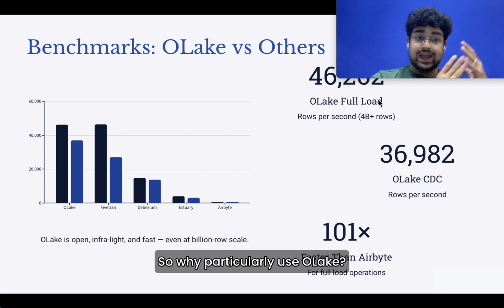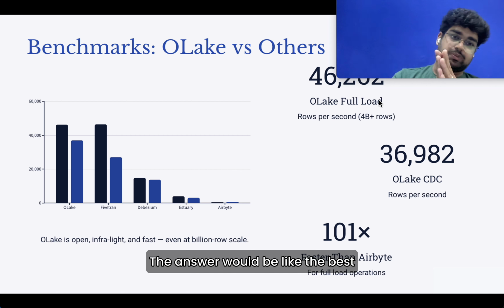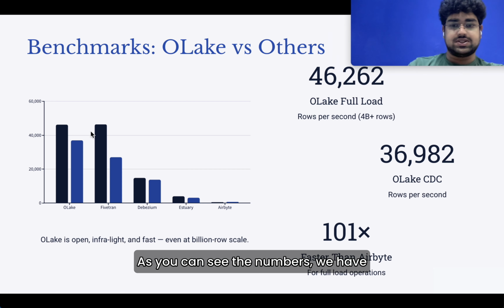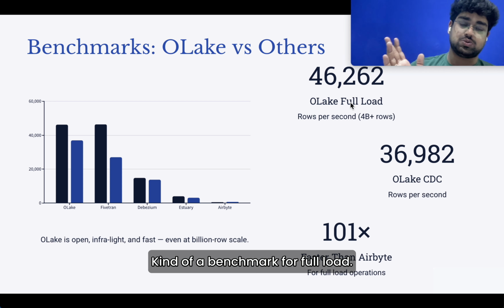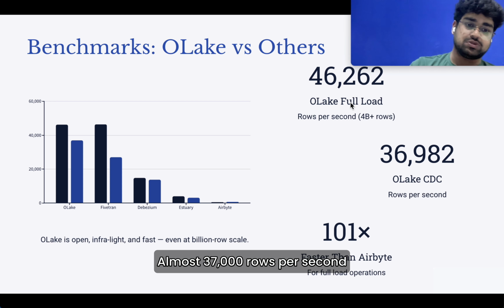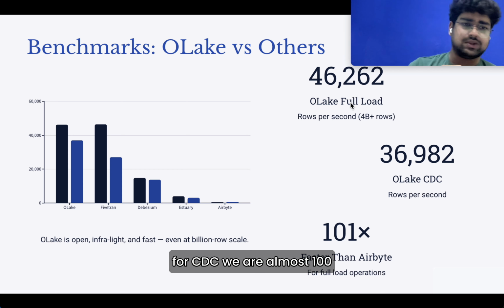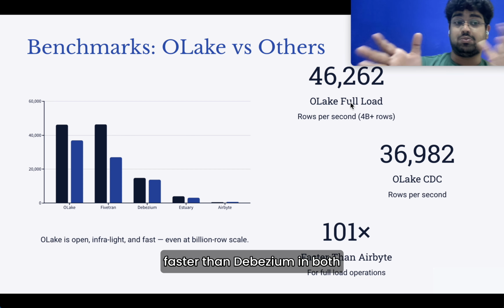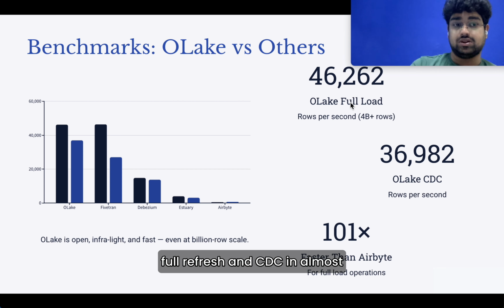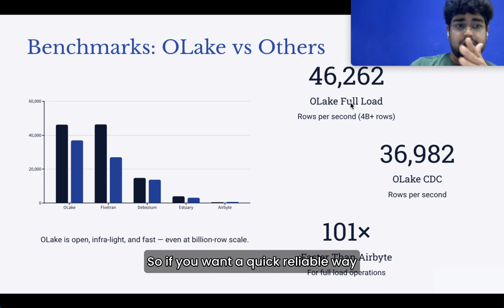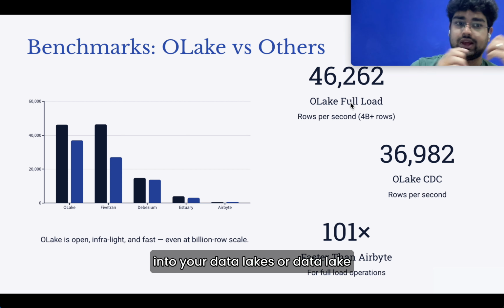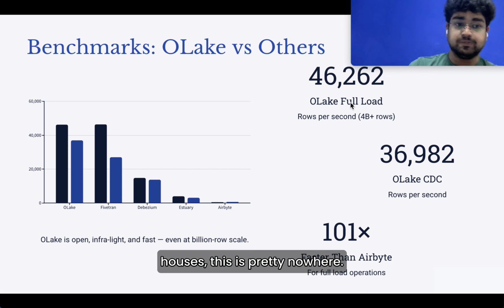So, why particularly use OLake? The answer is the best performance and the best configurability out there. As you can see from the numbers, we have almost 46,000 rows per second as a benchmark for full load, and almost 37,000 rows per second for CDC. We are almost 100 times faster than Airbyte, and about 3 times faster than Debezium in both full refresh and CDC in almost all average scenarios. So if you want a quick, reliable way of getting your database data into your data lakes or data lakehouses, this is pretty much it.